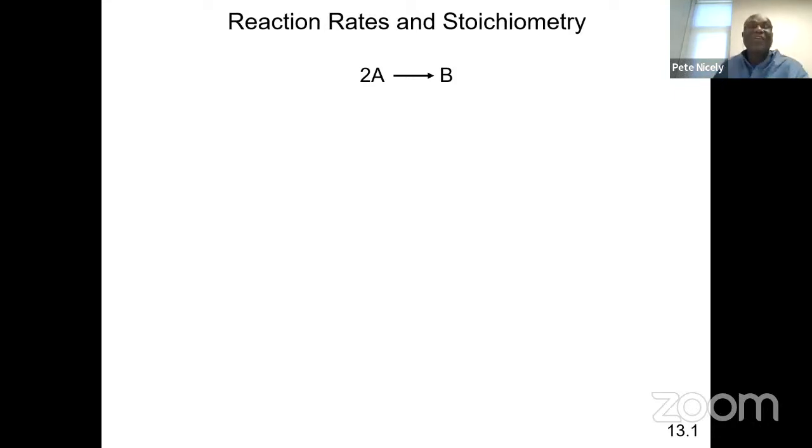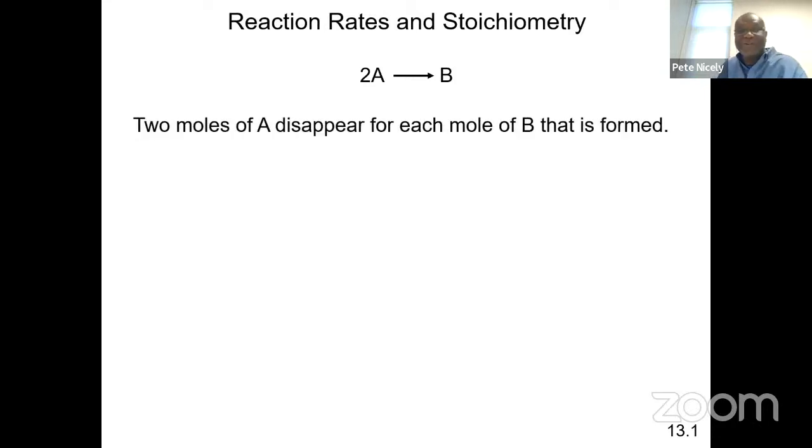All right, so let me continue our discussion. Now we're going to look at the relationship between reaction rates and the stoichiometry of the reaction. And we're going to start off by looking at this hypothetical example where we have 2A reacting to form B. So basically, the mole ratio between A and B in this particular case is a 2-to-1 ratio. Based on that stoichiometry, we can conclude that 2 moles of A will disappear for every 1 mole of B that is produced, right? Because of that 2-to-1 mole ratio.